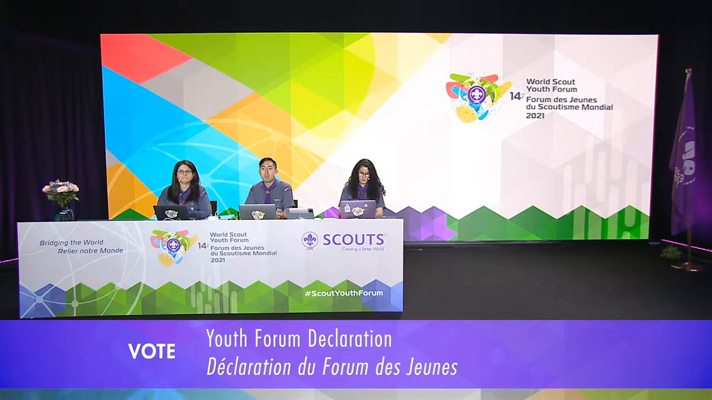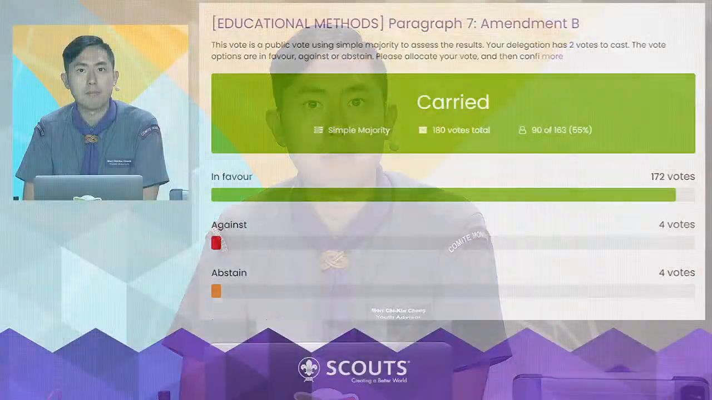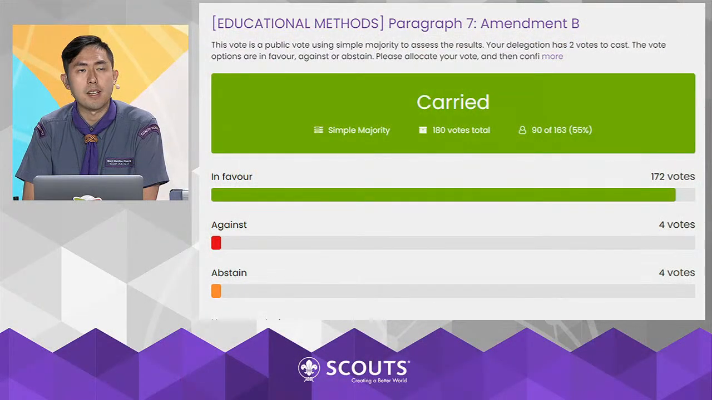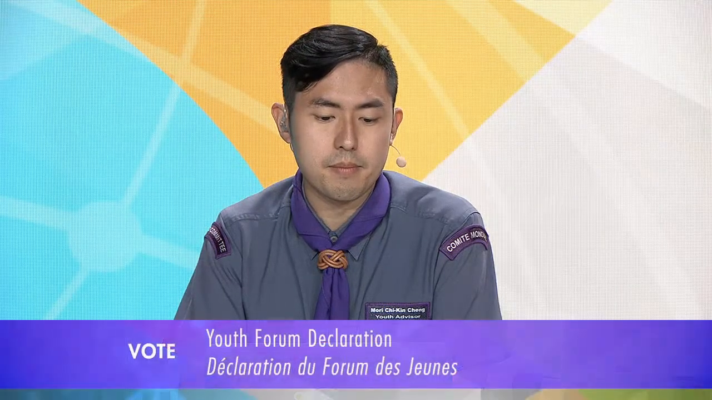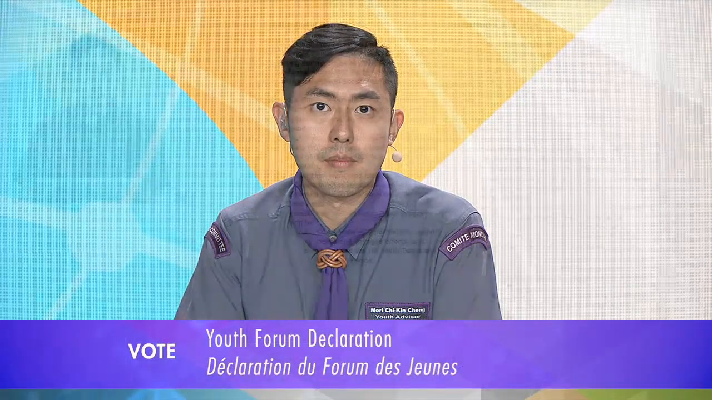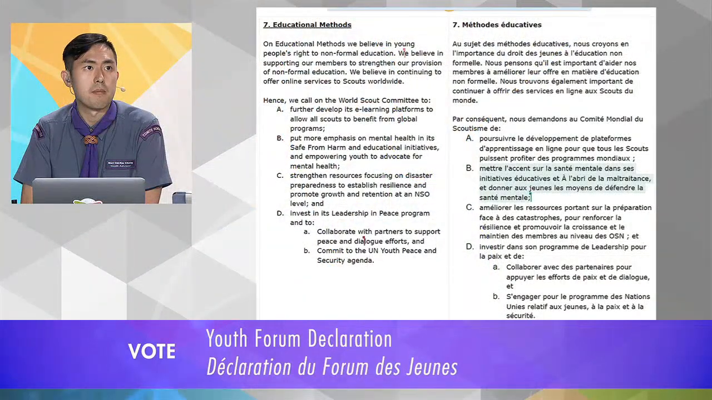The vote is now closed. We'll now announce the results on the screen. The amendment, sub-bullet point B, on educational methods. The motion is carried. We'll now move on to the proposals as amended. As you can see on screen, this is the amended text after the amendment.